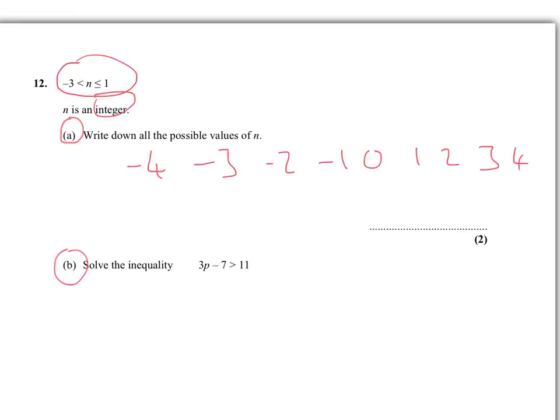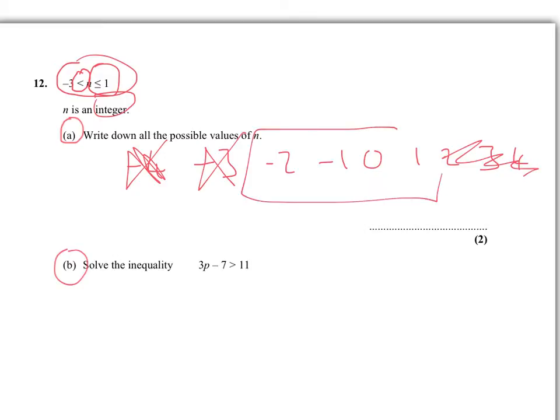From minus 3, now this symbol here is a less than, not a less than or equal to. So that means minus 3 is not included. So minus 3 is not included, and anything smaller than minus 3 doesn't count. So minus 3 is smaller than n. So our n could be minus 2, could be minus 1, and then we go all the way up to 1, and we include 1. So we can cross these ones out. So our final answer would be minus 2, minus 1, 0, and 1.